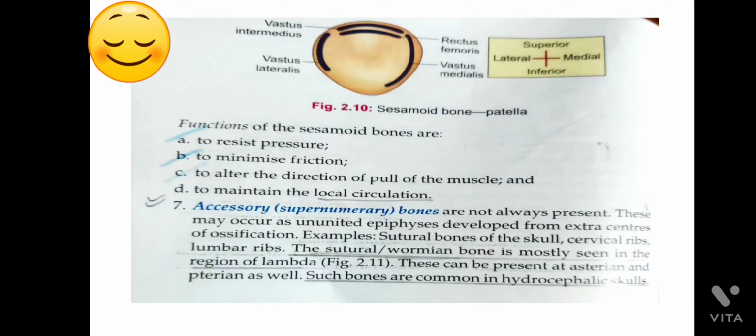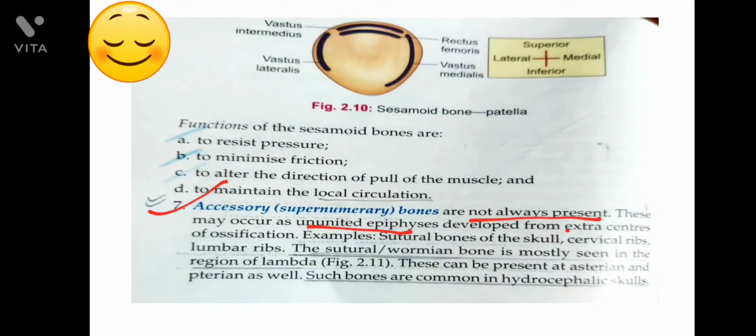fabella in the tendon of lateral head of gastrocnemius, rider's bone developed in the tendon of adductor longus in professional riders. Functions of sesamoid bones: to resist pressure, to minimize friction, to alter direction of pull of muscle, and to maintain the local circulation. This is a sesamoid bone, patella.